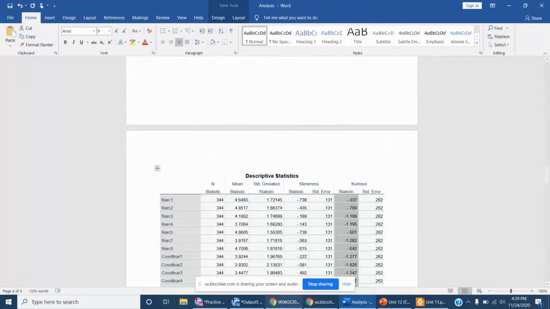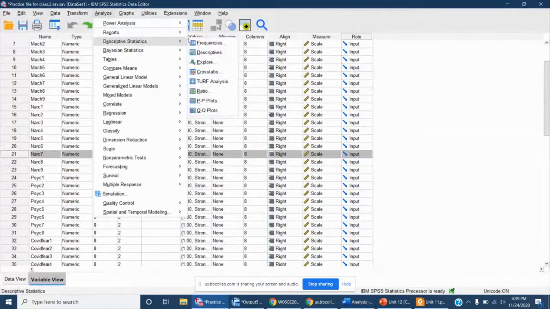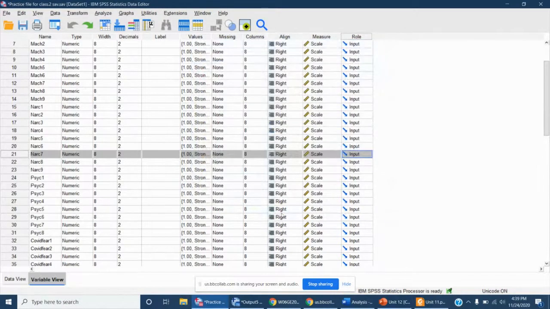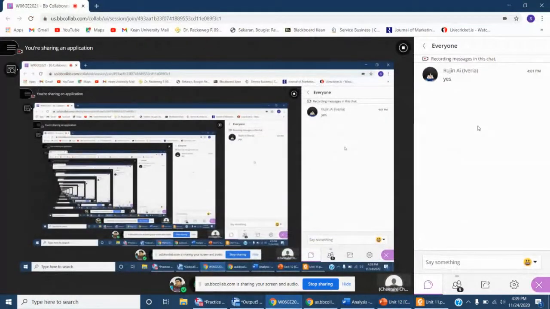So this is a very simple statistical analysis. You go to Analyze, choose Descriptive Statistics, and in Descriptives you choose those items which are part of your factor analysis. Those questions which are not validated will not be part of your analysis. This is how you conduct your normality test. So we have concluded that we have checked for normality as well. Any questions so far? Any ambiguity? Anything which is not clear?